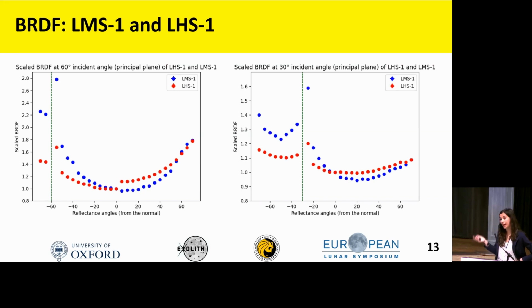Looking at LMS1 and LHS1, we can point out some of the features of the Highland. We can see that the red, which is LHS1, as we expected, scatters quite uniformly backward and forwards, while the mare is a lot more backscattering, which again is something that we sort of expect because, as we saw in the geotechnical properties screen, which I just took off the Exolith Labs website, the highland is mainly anorthosite, and anorthosite scatters very well forward, but we expect the basaltic mare to be more backscattering.